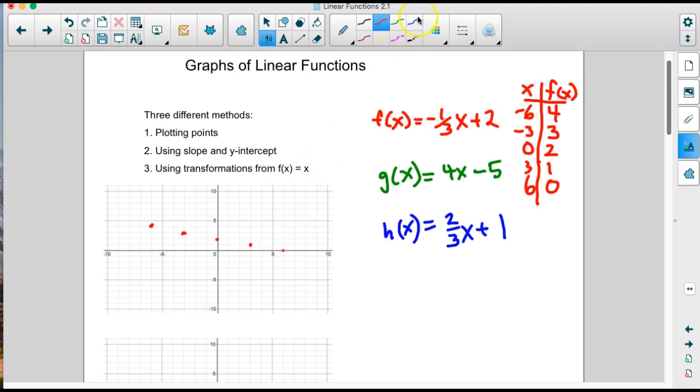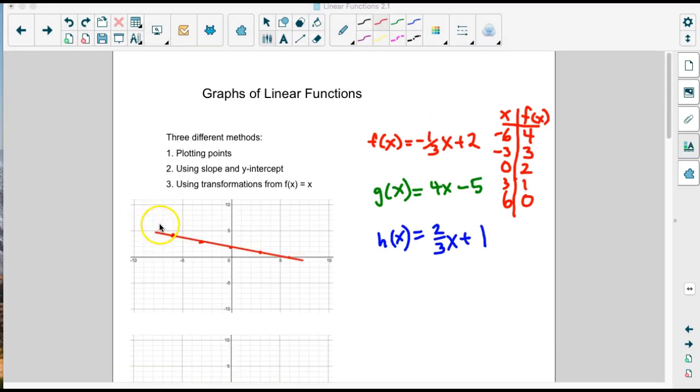Okay, so then we would draw a line through that. So the line would look like this if we drew it through there. It's a line, so we would have arrows on the end. Okay, so that would be using the plotting points method. We have to make a chart, plot points, draw the line through the points.